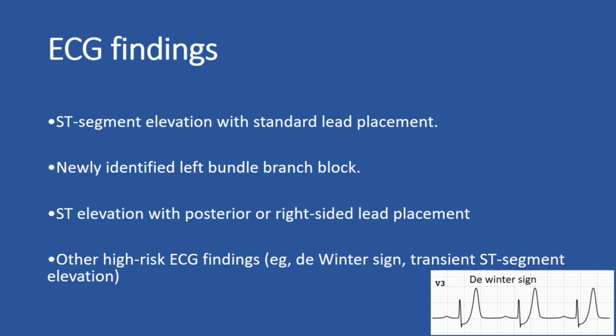What are the classical ECG findings you can see in ST elevation MI? As the name implies, first, it can be ST segment elevation with standard lead placement. Second, you may see new onset left bundle branch block. Third, there can be ST elevation with the posterior or right-sided leads. There can be other rare ECG findings, such as De Winter sign and transient ST segment elevations.